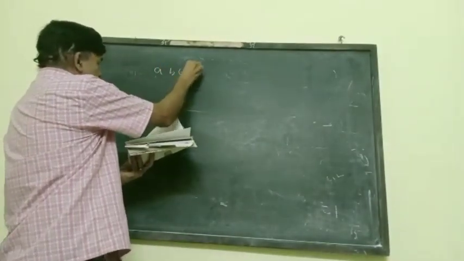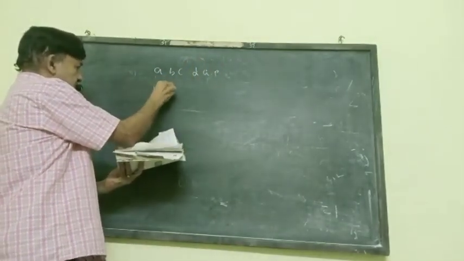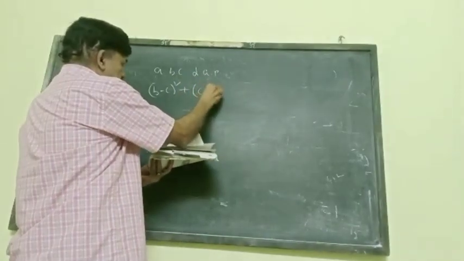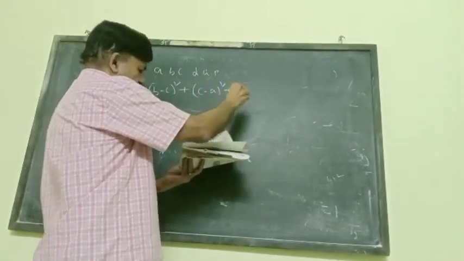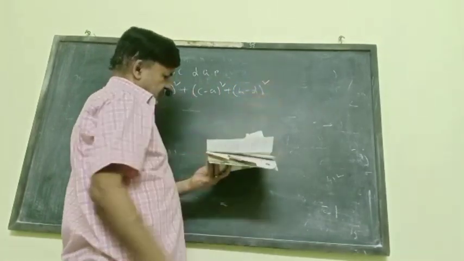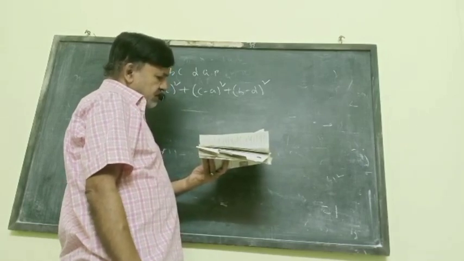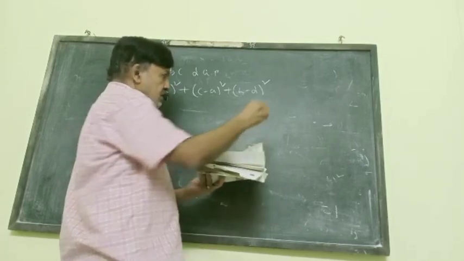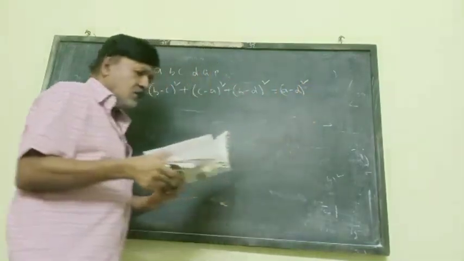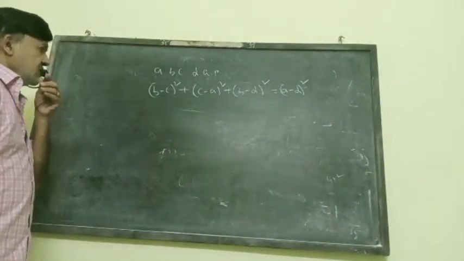A, B, C, D are in GP. Show that (B minus C) whole square plus (C minus A) whole square plus (B minus D) whole square is equal to (A minus D) whole square. You have to show this. Let's do the next question.